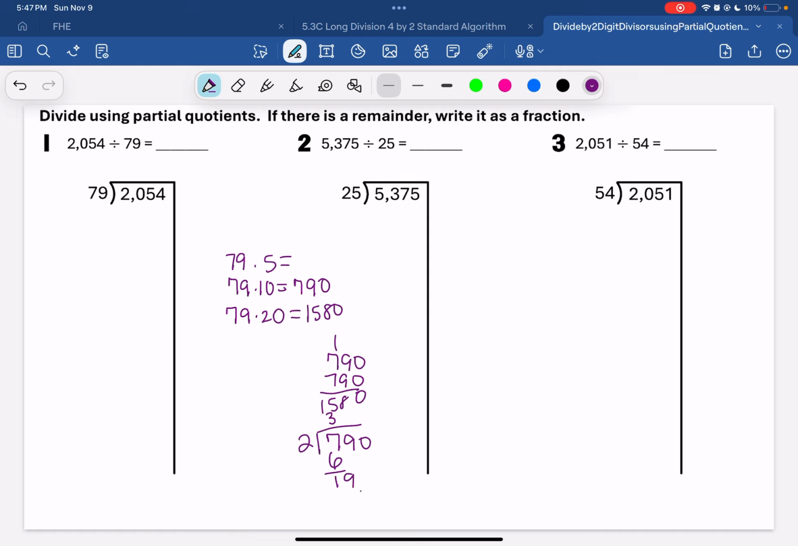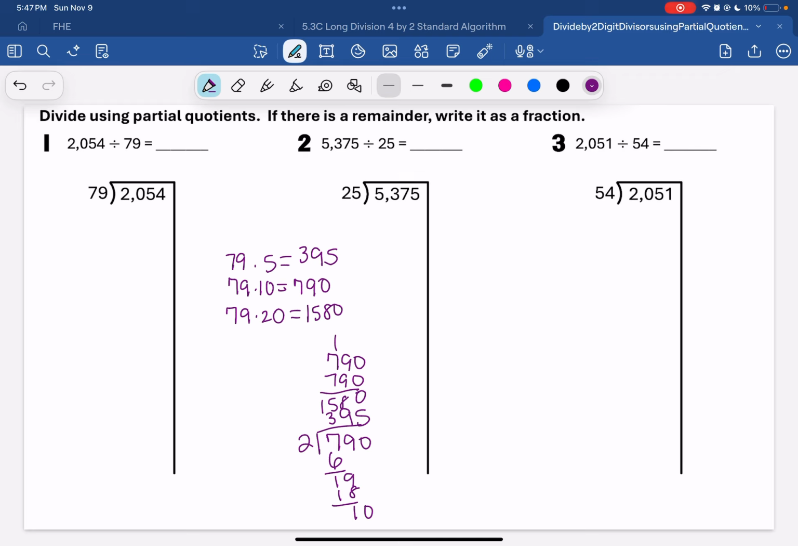I mean, you still have to do division. That's not going to go away. It's just smaller, broken up. Half of 790, 10 divided by 2 is 5, so that'd be 395. So this gives me enough. I would probably go with the 20 and the 5. There's nothing wrong, I could use the 5, I could use the 10, I could even use the 20, but I want to get as close as I can to 2054.